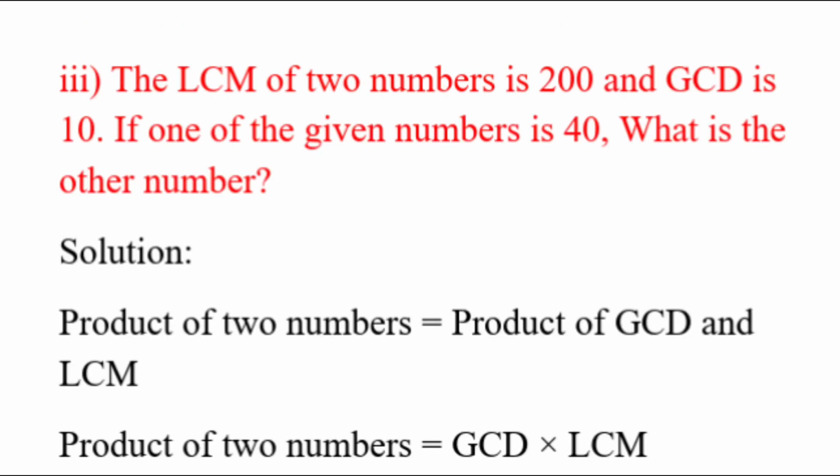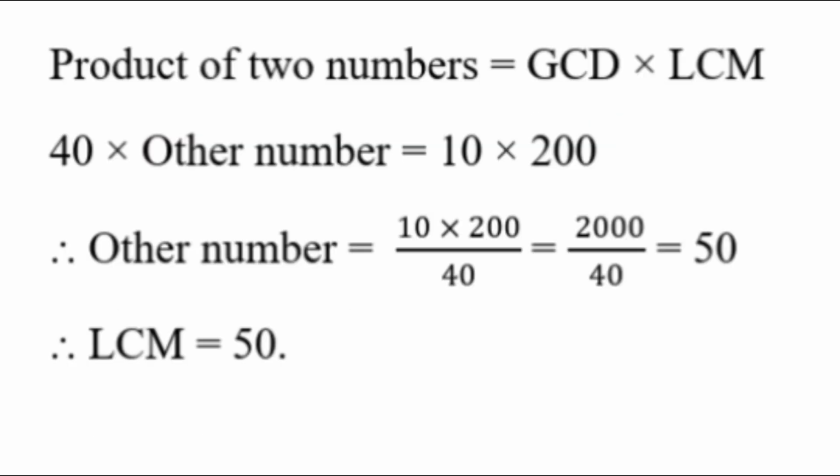In the third example, the LCM of two numbers is 200 and the GCD is 10. If one number is 40, then what is the other number? The same formula we are going to use, that is, product of two numbers is equal to GCD into LCM. Now put the values in the formula. We have 40 multiplied by the other number is equal to GCD 10 and LCM 200.